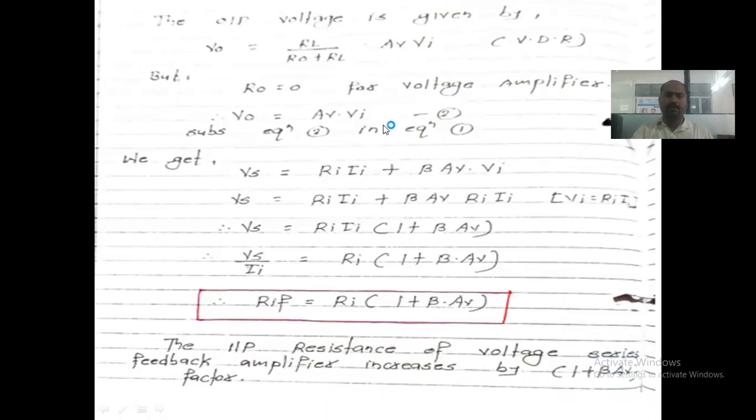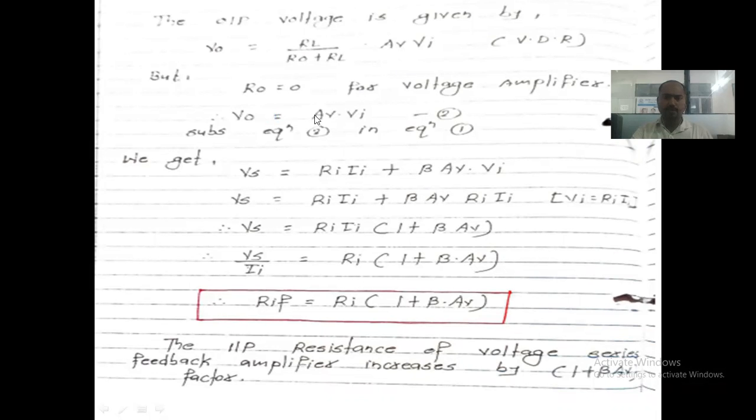Okay, we are discussing R0. For the voltage amplifier, R0 is 0, so wherever R0 appears, we write it as 0. So 0 plus RL, only RL remains. RL divided by RL is 1, so V0 equals AV into Vi.